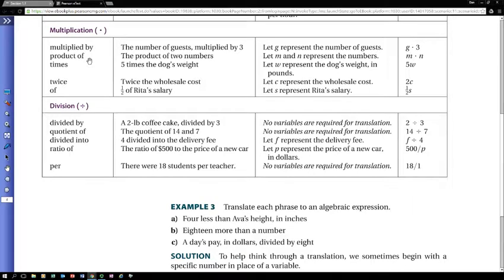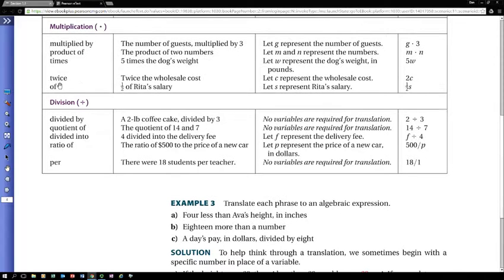Multiplication is multiplied by. Product means the answer to a multiplication. And words we're going to run into, especially around multiplication, one is a factor. That's parts of the multiplication. So they do the translations here, twice something or thrice something. I don't know if I've run into that very much. Or some words that indicate a number of times, right? So twice the wholesale cost would be 2 times the wholesale cost, or 2C.